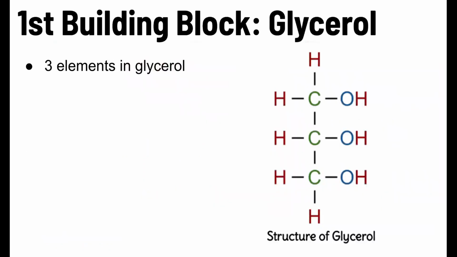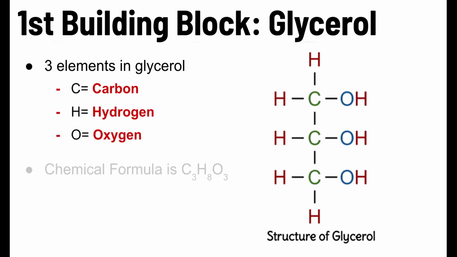Okay, so let's talk about each one of those building blocks, starting with glycerol. It contains three elements: carbon, hydrogen, and oxygen. And the chemical formula is C3H8O3.